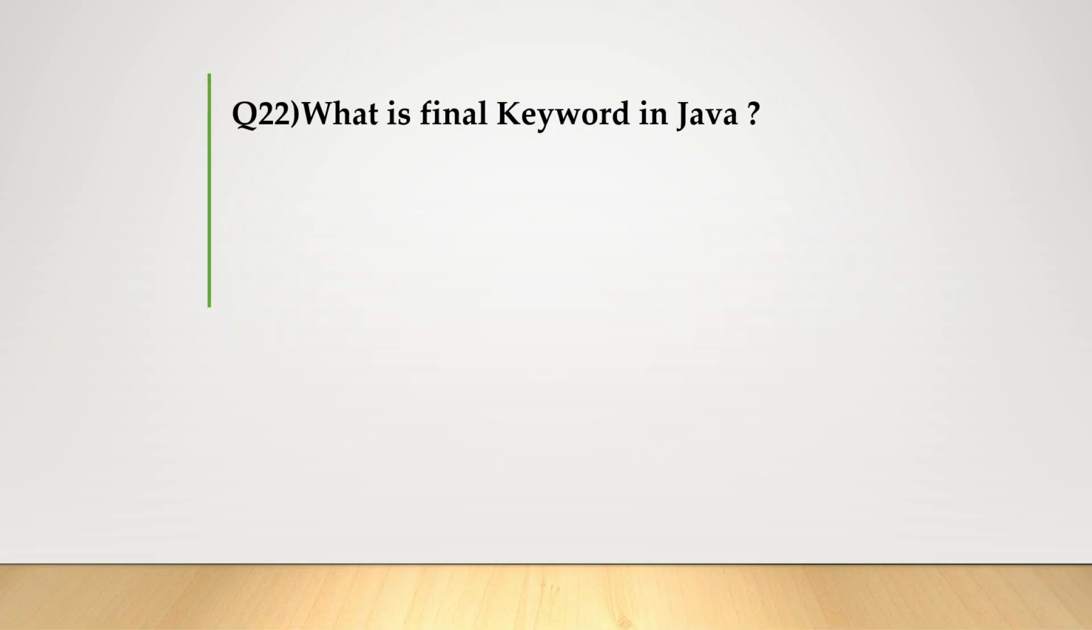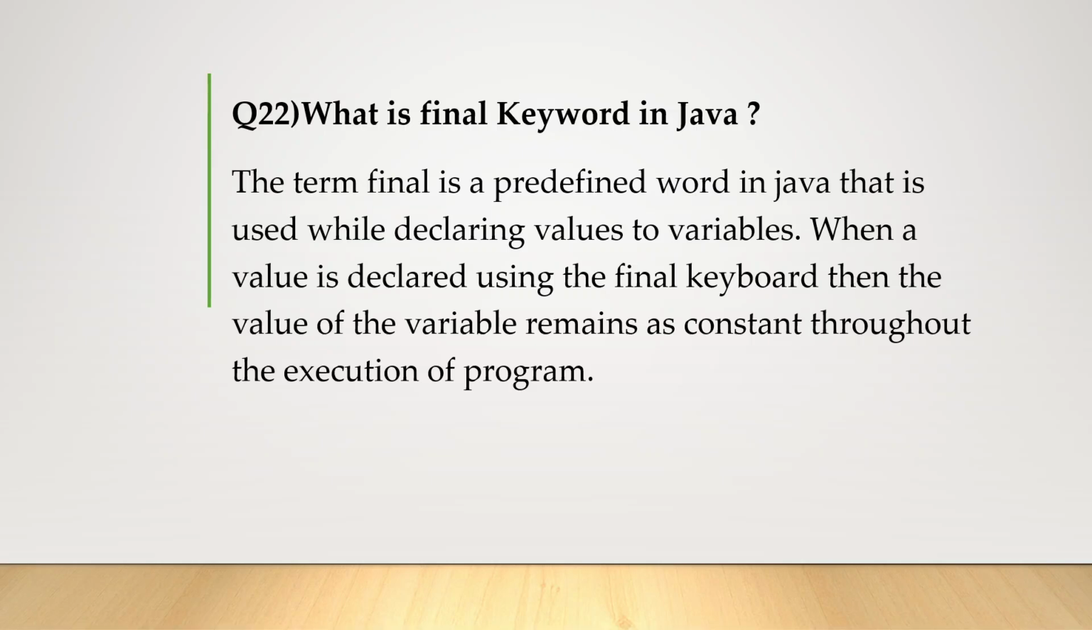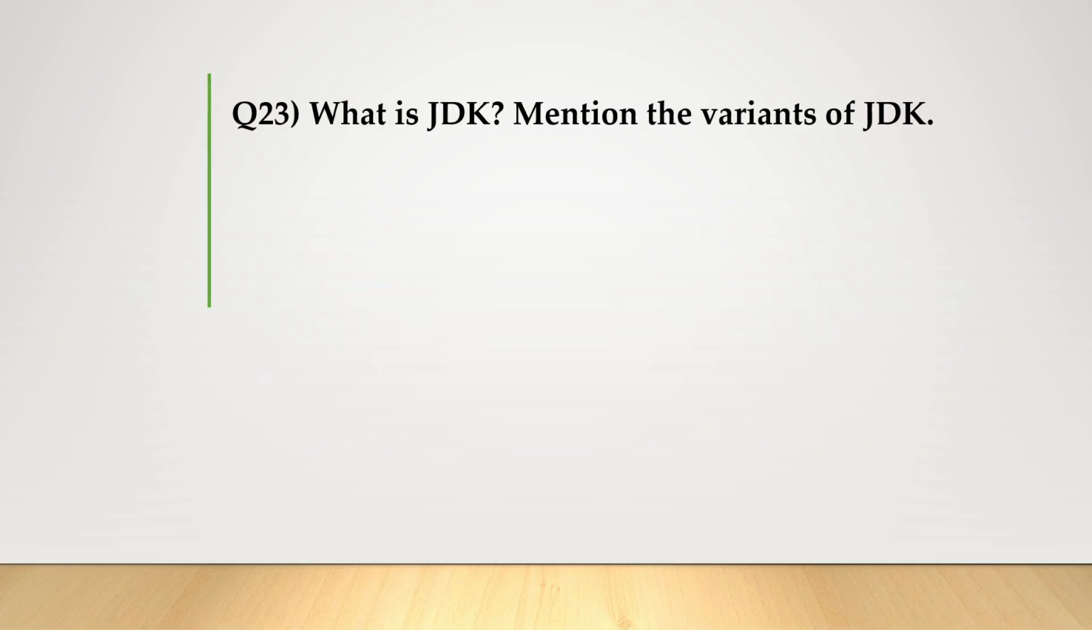22nd question is what is the final keyword in Java? The term final is a reserved word in Java that is used while declaring values for a variable. When a value is declared using the final keyword, then the value of the variable remains constant throughout the program execution.